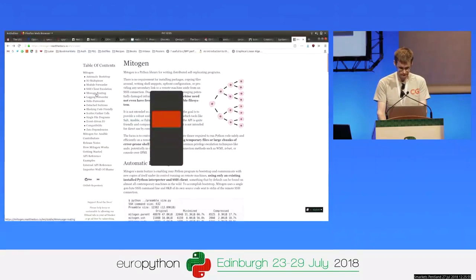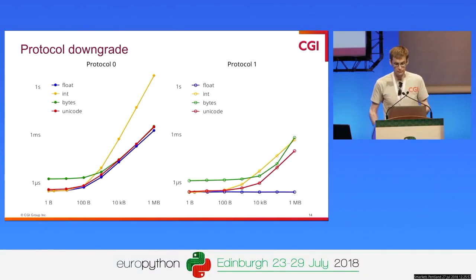So, benchmarking this, we see that the worst case is unpickling integers. If your attacker wants to send you a 1 megabyte pickle that's just a very, very large int, it'll take you the better part of 10 seconds to unpickle that at protocol 0. At protocol 1, it's quite a bit better. It'll take you under a millisecond to unpickle this.